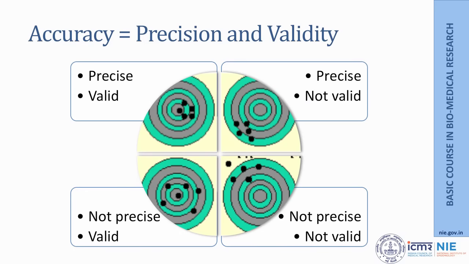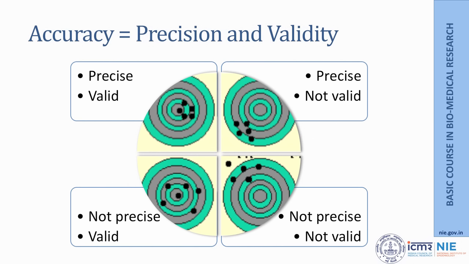When we talk of accuracy of the estimate, what accuracy actually means consists of two things, precision and validity. If we look at a bullseye and we want to hit the mark, we would want to be precise as well as valid, so that we hit the bull's mark as many times as possible.